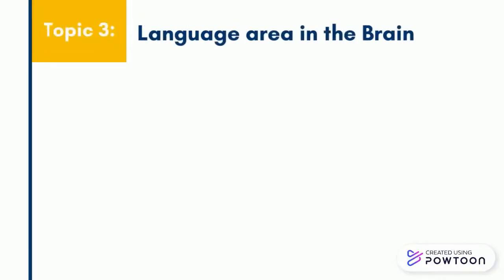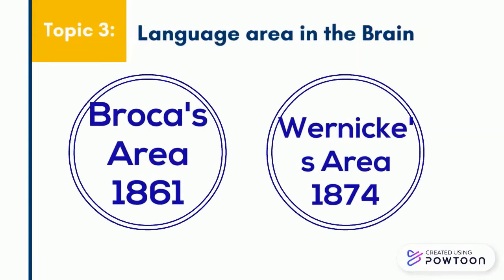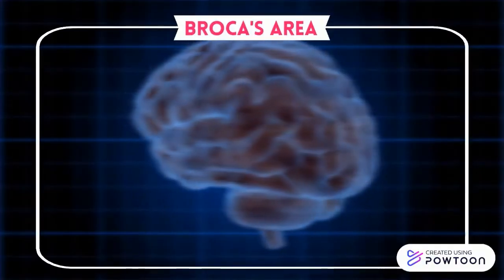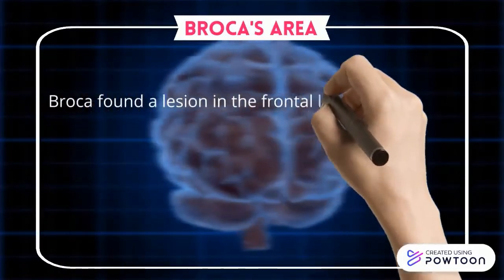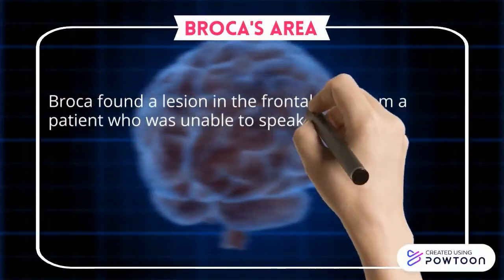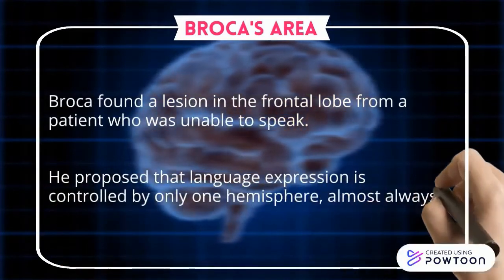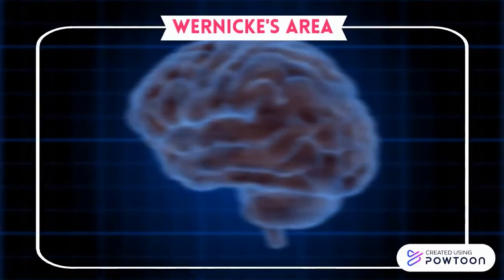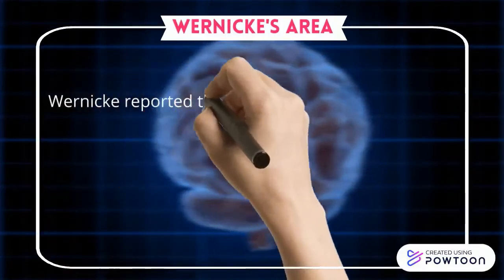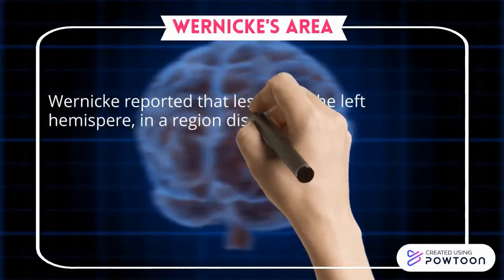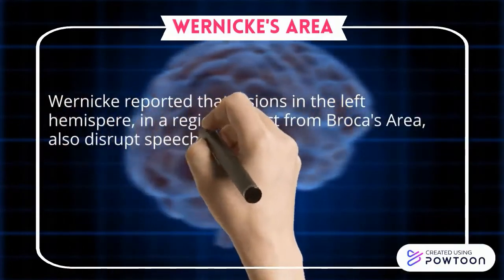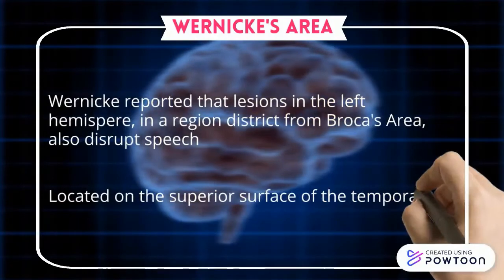The 2 most important areas in the brain relating to language disorders are Broca's area, found in 1861, and Wernicke's area, found in 1874. Broca found a lesion in the frontal lobe from a patient who was unable to speak. He proposed that language expression is controlled by only one hemisphere, almost always the left. Wernicke reported that lesions in the left hemisphere in a region distinct from Broca's area also disrupt speech, located on the superior surface of the temporal lobe.